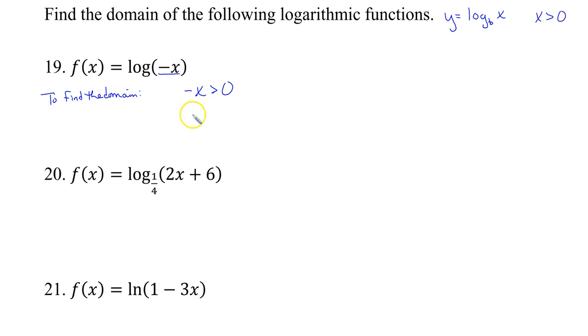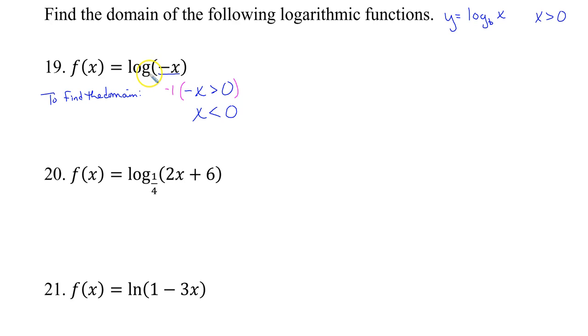Now if we multiply or divide both sides by a negative number, remember, that means that I have to change the direction of my inequality. So positive x now becomes less than, and 0 times negative 1 is still 0. Let me put this in here. So we're going to multiply both sides by negative 1, and that's what gives us positive x is less than 0. Okay?